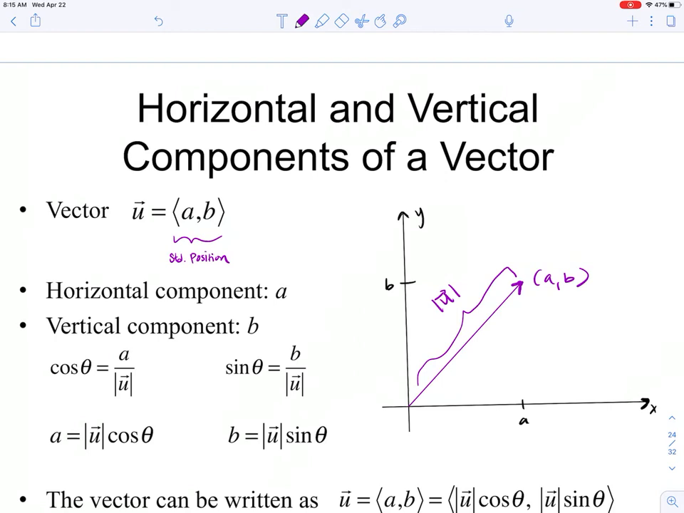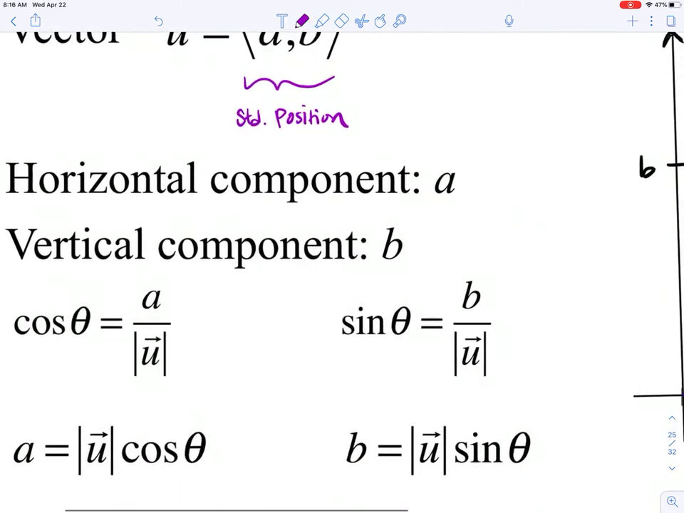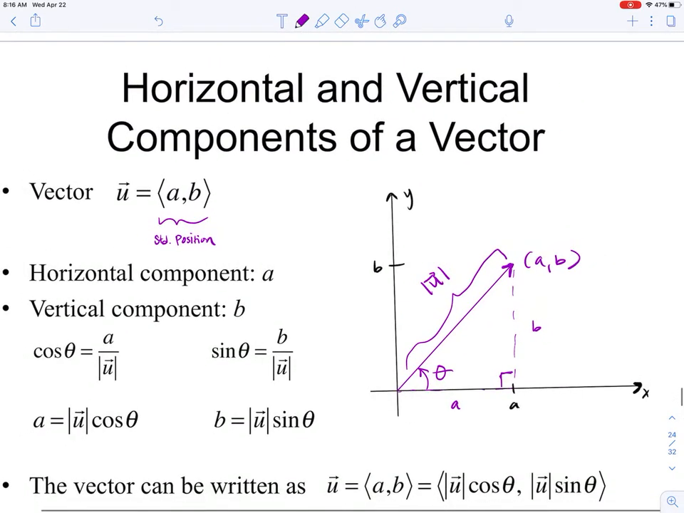The magnitude of the vector u would be the length of the vector. The horizontal component is a, and the vertical component is b. The direction angle is theta. It's easier to see in quadrant 1 the relationship between theta, a and b, and the magnitude, because we can see that a right triangle can be constructed.